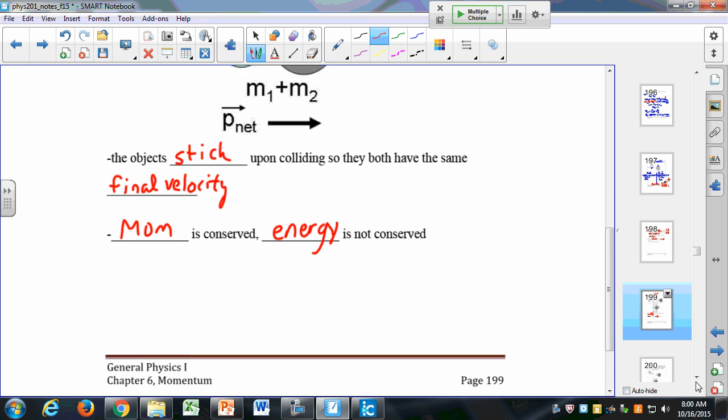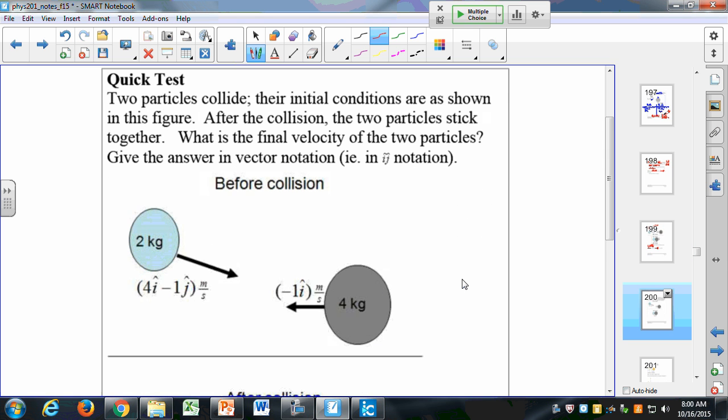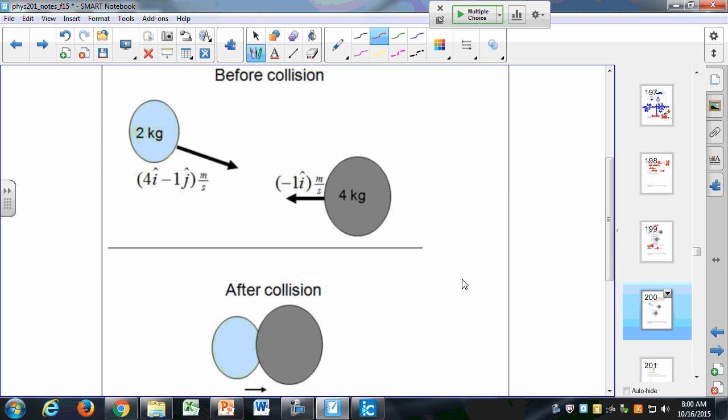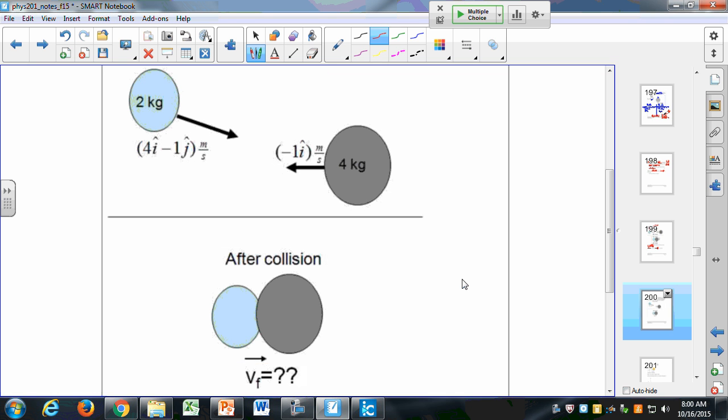Let's try this out. It works the same way as we did before. It's actually a little bit simpler. You just have fewer terms to deal with. So before the collision, after the collision, there are my particles, there are their velocities. I want to know what this final velocity is. Just start out by saying Pi is equal to Pf. You want to break up your x and y components, remembering that these two particles are now going to have a combined mass of what? 6 kilograms. They stick together, so you just treat it as one 6-kilogram particle and find the x and y components of the velocity. Go ahead and give that a shot.